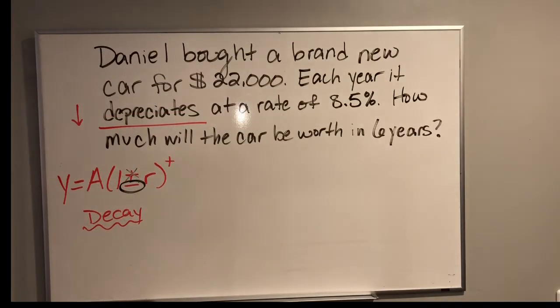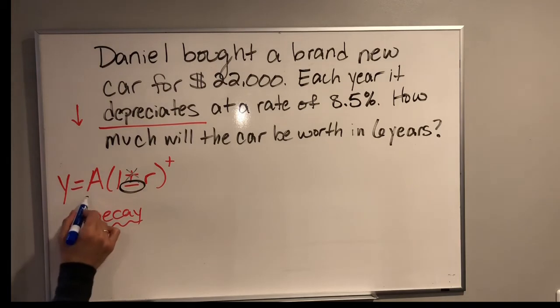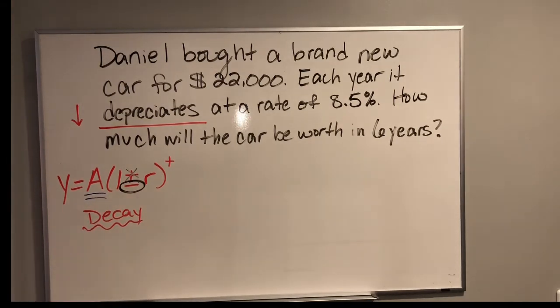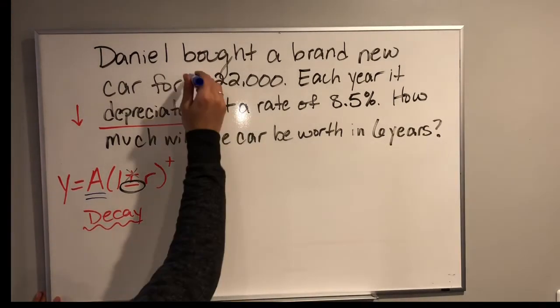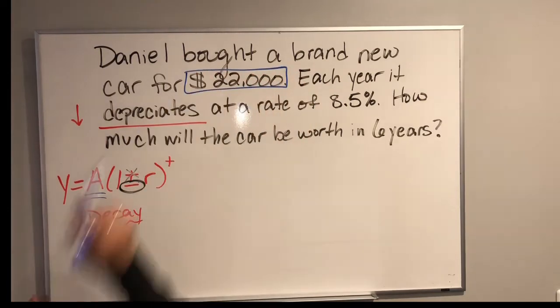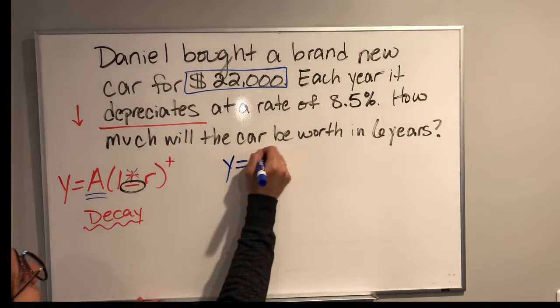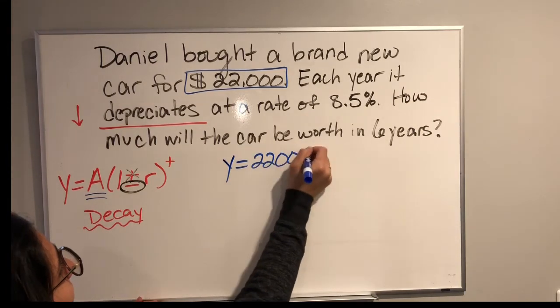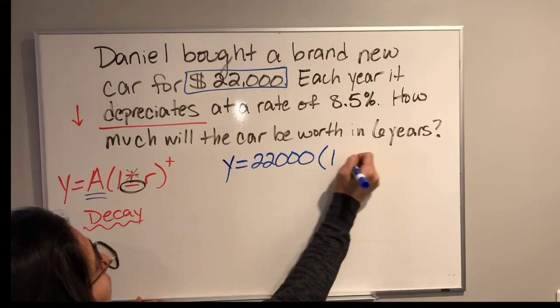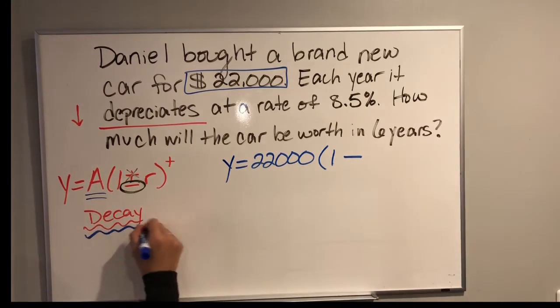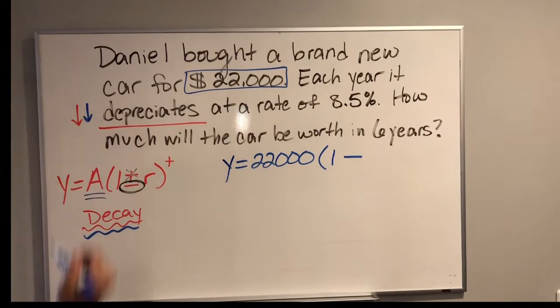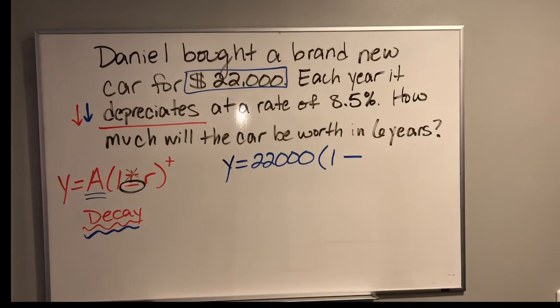Okay, so now let's find all the important parts. First, we need our initial amount. How much does the car start at? Well, the car started at initially $22,000 when it was brand new. So Y equals $22,000. Now I'm going to put 1 minus because we already decided that this was a decay problem. When we depreciate, we are going down.